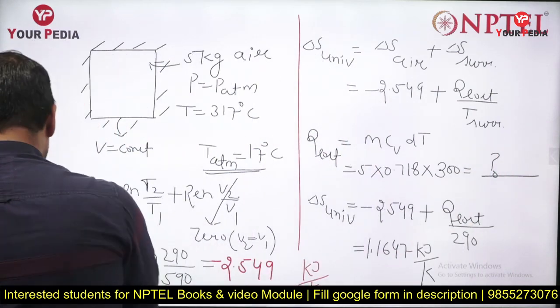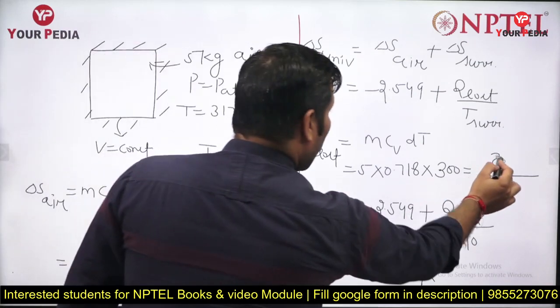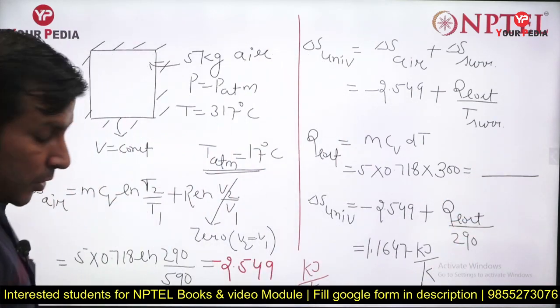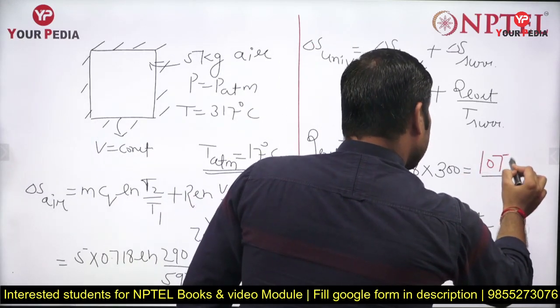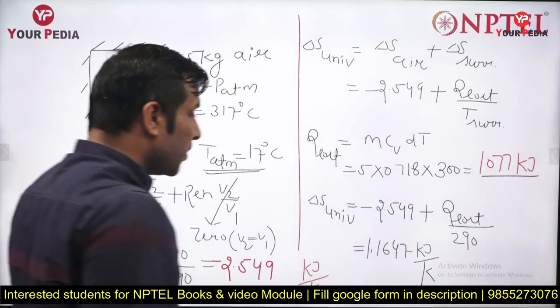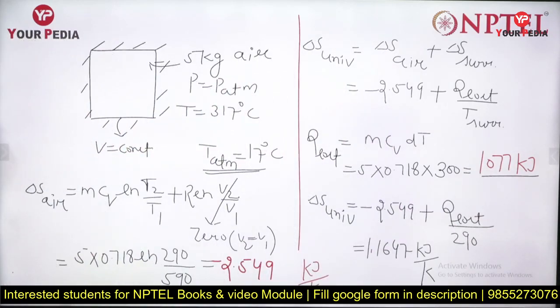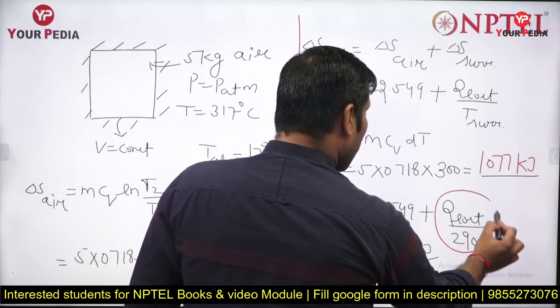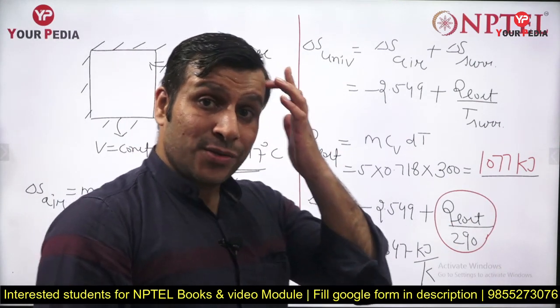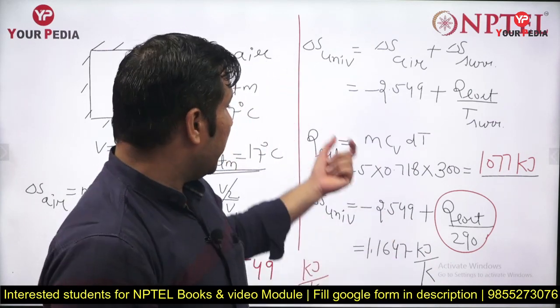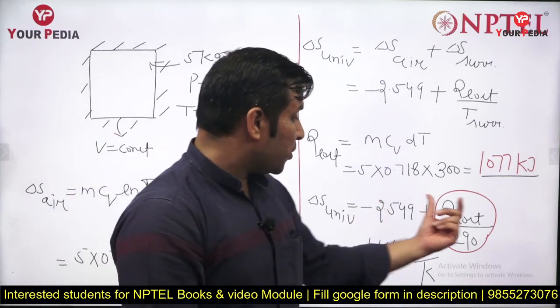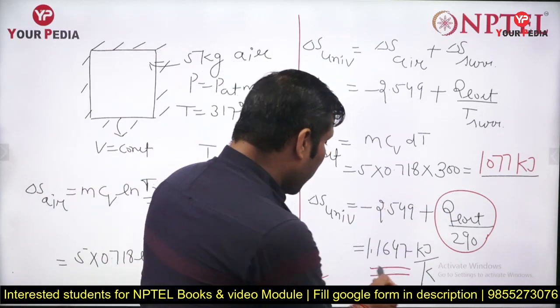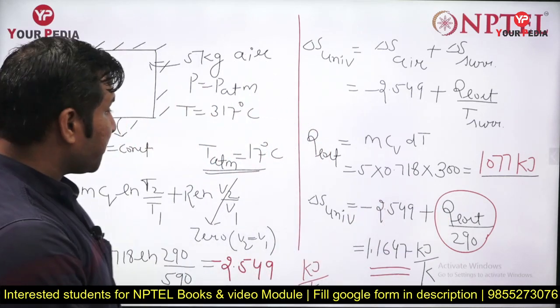Okay, so if you solve for the value of Q, you will get a value of 1077 kilojoule. So you can check your calculation. Q lost will come out 1077 kilojoule. Dividing by 290, you will get the entropy change of surrounding also. But individually, he has not asked you the entropy change of surrounding. He asked you the entropy change of system, and the net entropy change, meaning the system plus surrounding, which will come out positive, obviously, 1.1647.